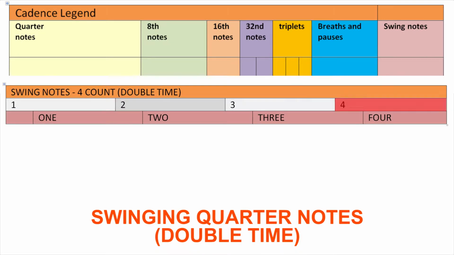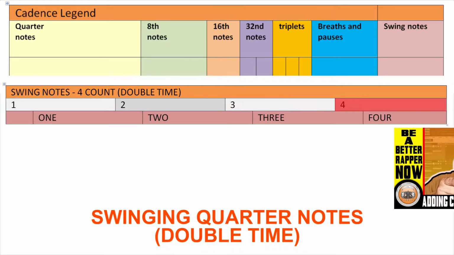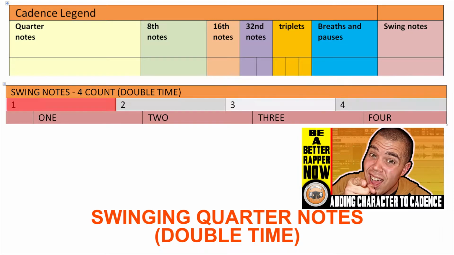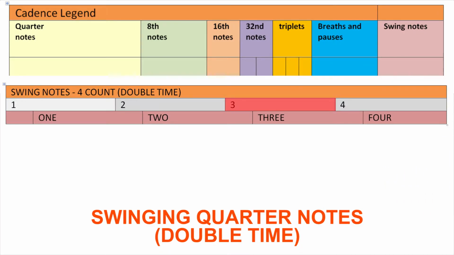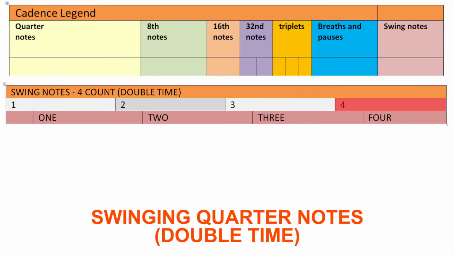Now, I spoke about this in a previous video called adding character to cadence that goes much deeper into swing notes and just different reasons why we intentionally imperfect things, not just in music but in art and photography, to add character to things. Okay, so to demonstrate swing notes, today we're going to be using the 4 count and we're going to add swing to it.